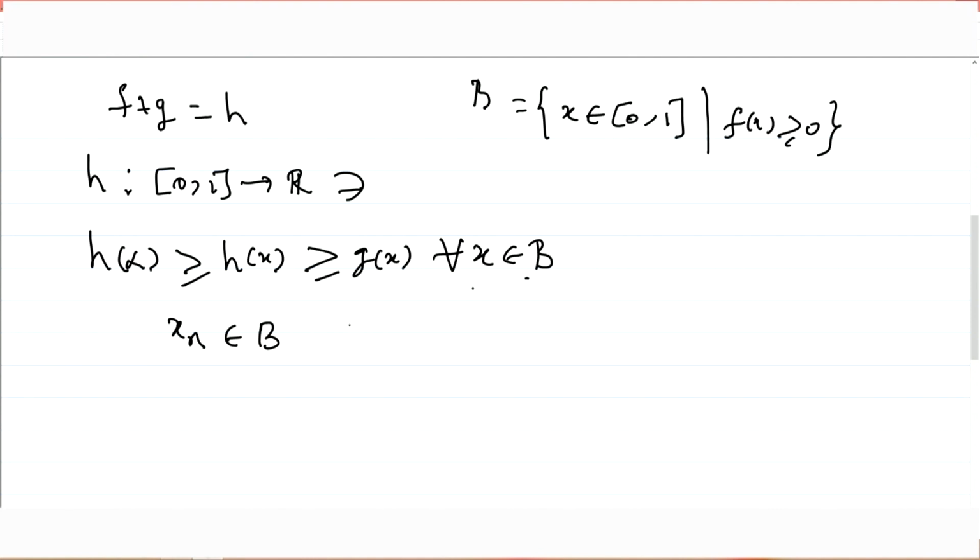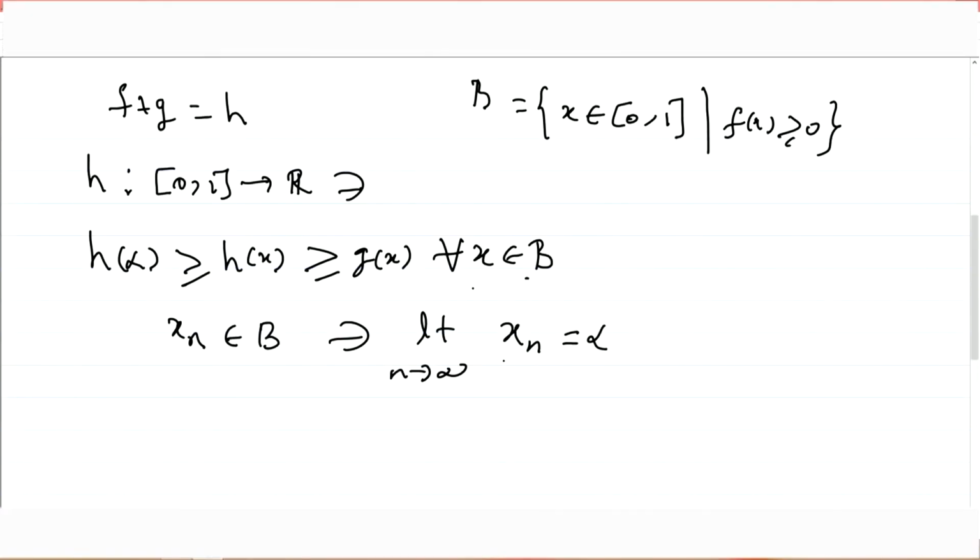Further, since alpha is the least upper bound of B, you can find a sequence of real numbers xn in B such that the limit as n tending to infinity of xn is alpha. I repeat: there exists a sequence of real numbers xn belonging to B such that the limit as n tends to infinity of xn is alpha. Clear?